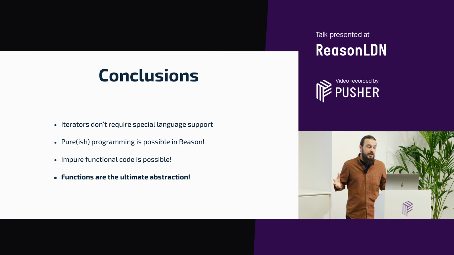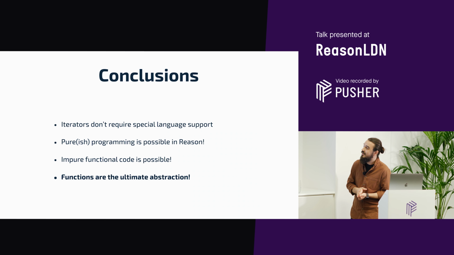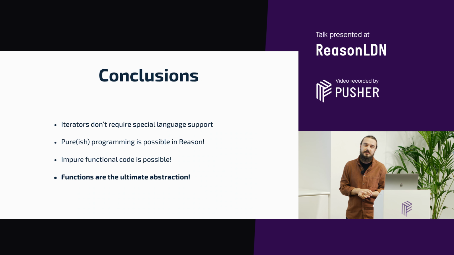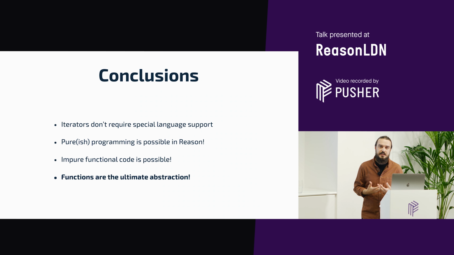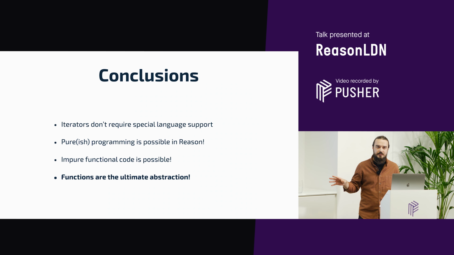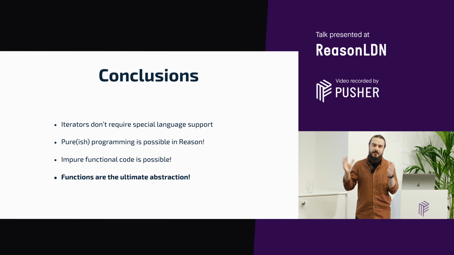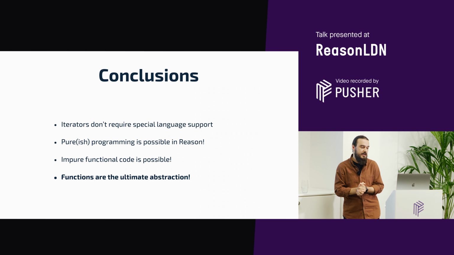So just to conclude, what we have learned here was that iterators don't really require any special language features. We can quite easily build them if we have a powerful enough language. Pure-ish programming is possible in Reason and OCaml. If we have strong types and interfaces, essentially we can afford having mutations, exceptions, and all of that imperative stuff completely protected from the rest of the code because the interface is there to make sure that it doesn't leak.